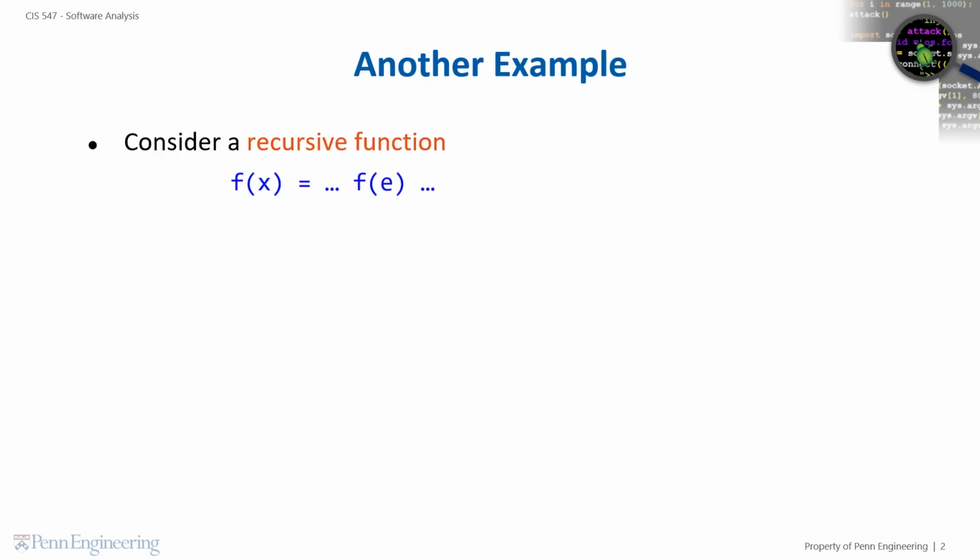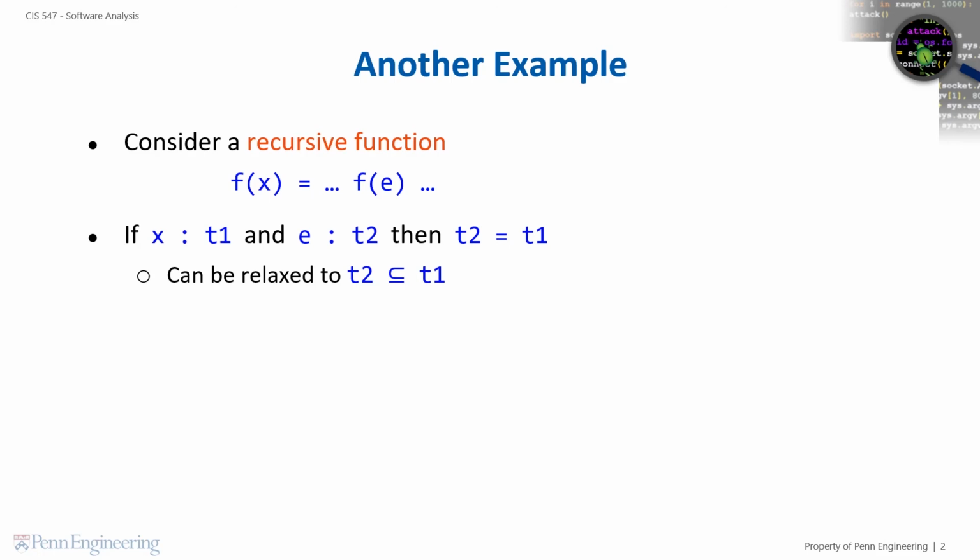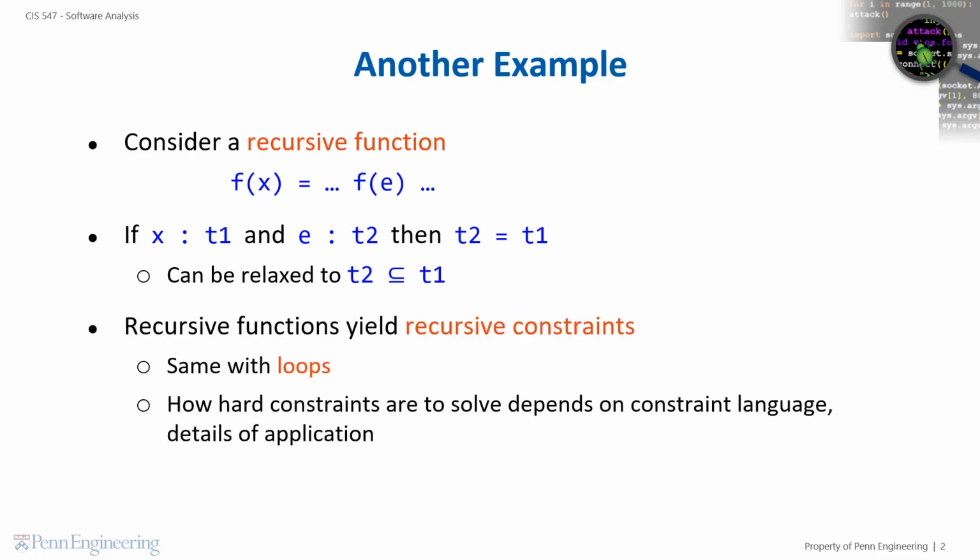Another example of where side conditions occur are with recursive functions, functions which call themselves in their own definition. The constraint that must be satisfied is that if x is of type t1 and e is of type t2, then t2 equals t1. In fact, this is a bit too strict. It could be relaxed to requiring only that t2 is a subset of t1. Recursive functions yield constraints that are themselves recursive. The same holds for loops.